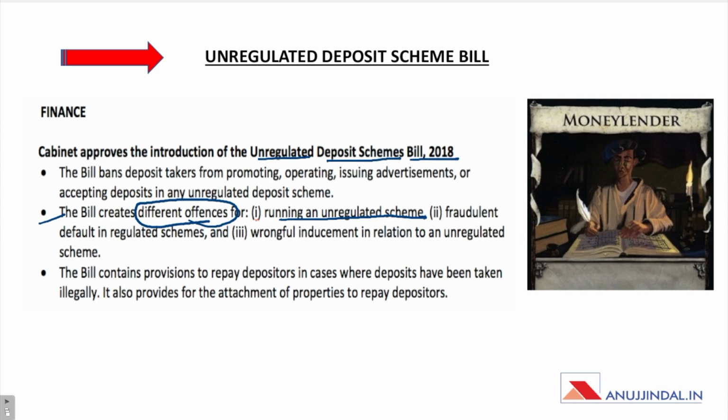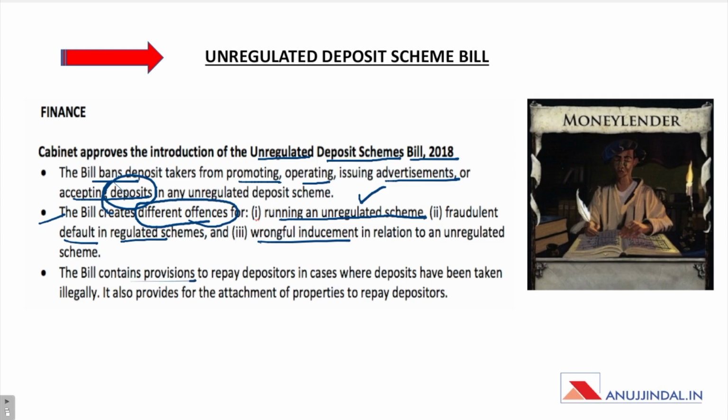Fraudulent default in regulated schemes. The bill creates different offenses, which include running an unregulated scheme, default in regulated schemes, and wrongful inducement in relation to an unregulated scheme. The bill also bans deposit takers from promoting, operating, issuing advertisements, or accepting deposits in any unregulated deposit scheme. So, if you're a deposit taker and running an unregulated scheme, first of all, running it is illegal. Secondly, promoting it in any form is also banned and considered illegal.